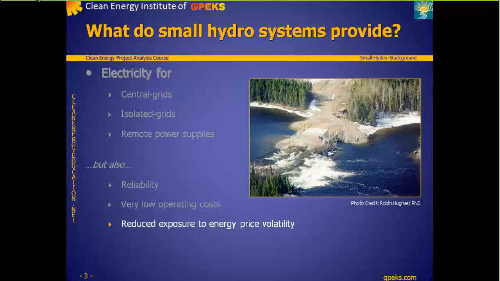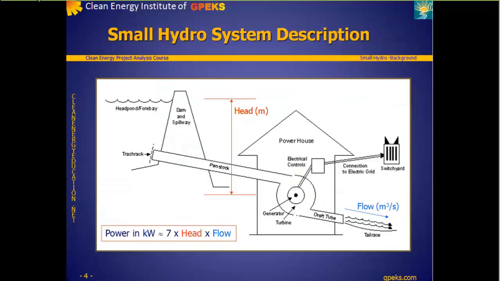Small hydro system description. When water flows from a higher to a lower elevation, it converts potential energy into other forms of energy, such as kinetic energy, or the energy associated with a moving mass. Some of this potential energy can be transferred to a turbine, making it spin. This rotational motion can be converted into electrical energy through a generator.